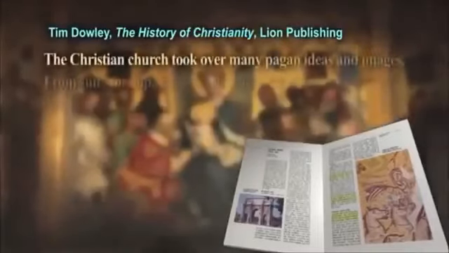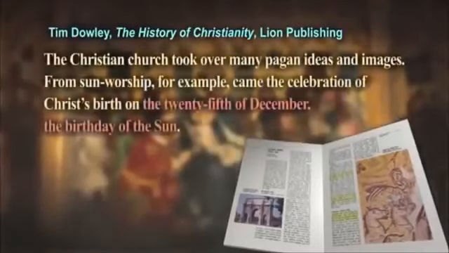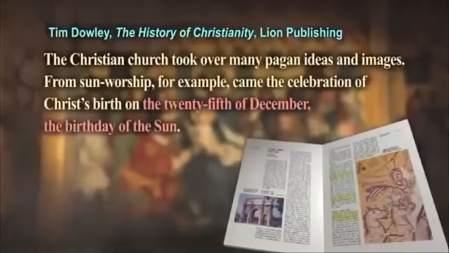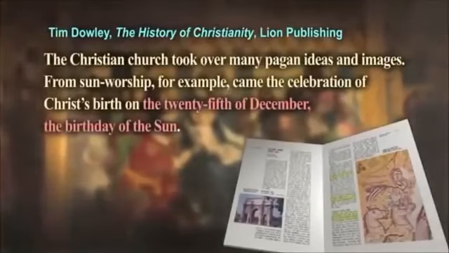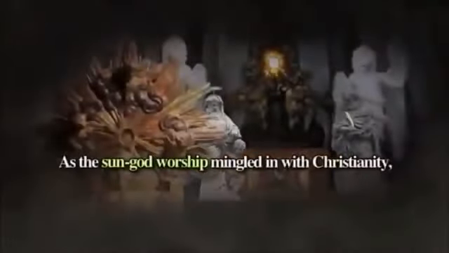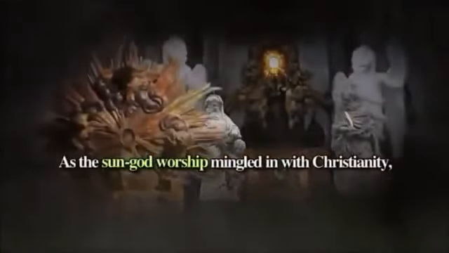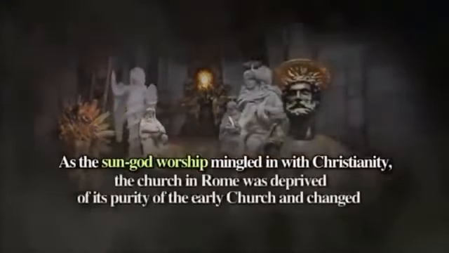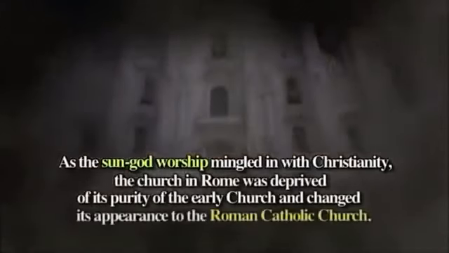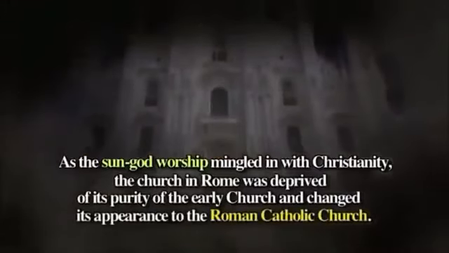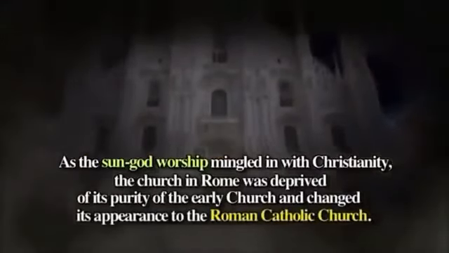The Christian church took over many pagan ideas and images. From sun worship, for example, came the celebration of Christ's birth on the 25th of December, the birthday of the sun. As sun god worship mingled in with Christianity, the church in Rome was deprived of the purity of the early church and changed its appearance to the Roman Catholic Church.